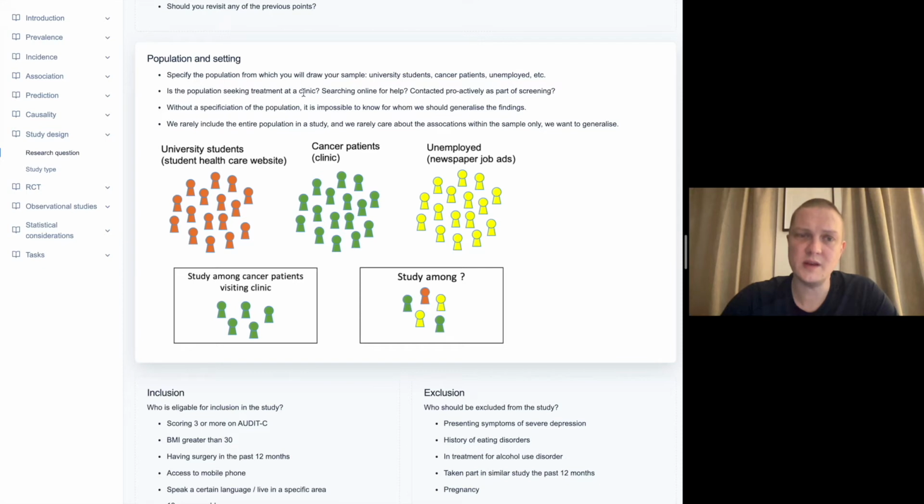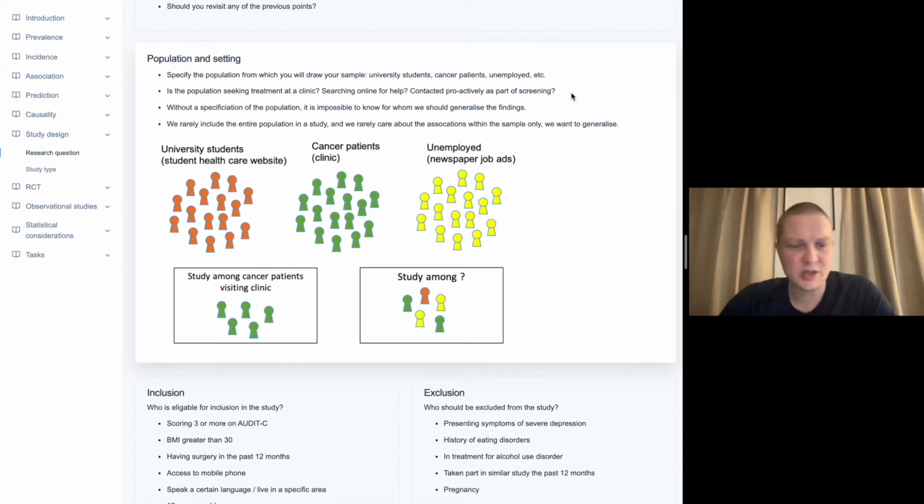Another thing to think about is, is this population seeking treatment at a clinic? Are they searching online for help? Have they been contacted proactively as part of screening? What is the mindset and what is the setting in which you're going to draw a sample from this population? And without a population, well, it's impossible to know for whom we should generalize the findings.